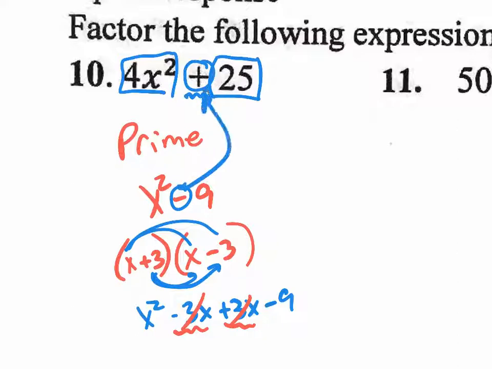Kind of like up here. It's a plus sign. So when it's a plus sign, you cannot factor it. You need a minus sign in order for the middle terms to cancel out, in order for you to end up with a binomial. So right off the bat, even if you have perfect square terms, if that middle sign's a plus, it's not factorable. That's why we say prime. Let's move on, number 11.